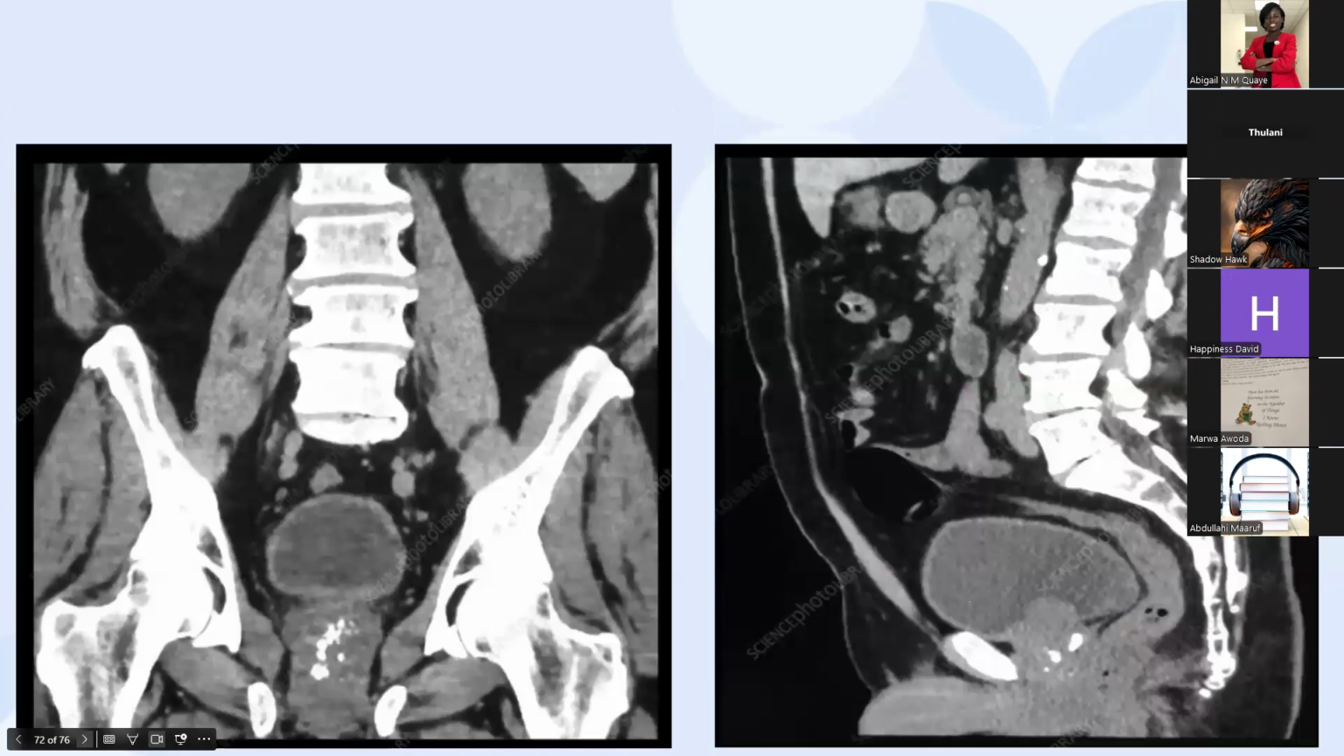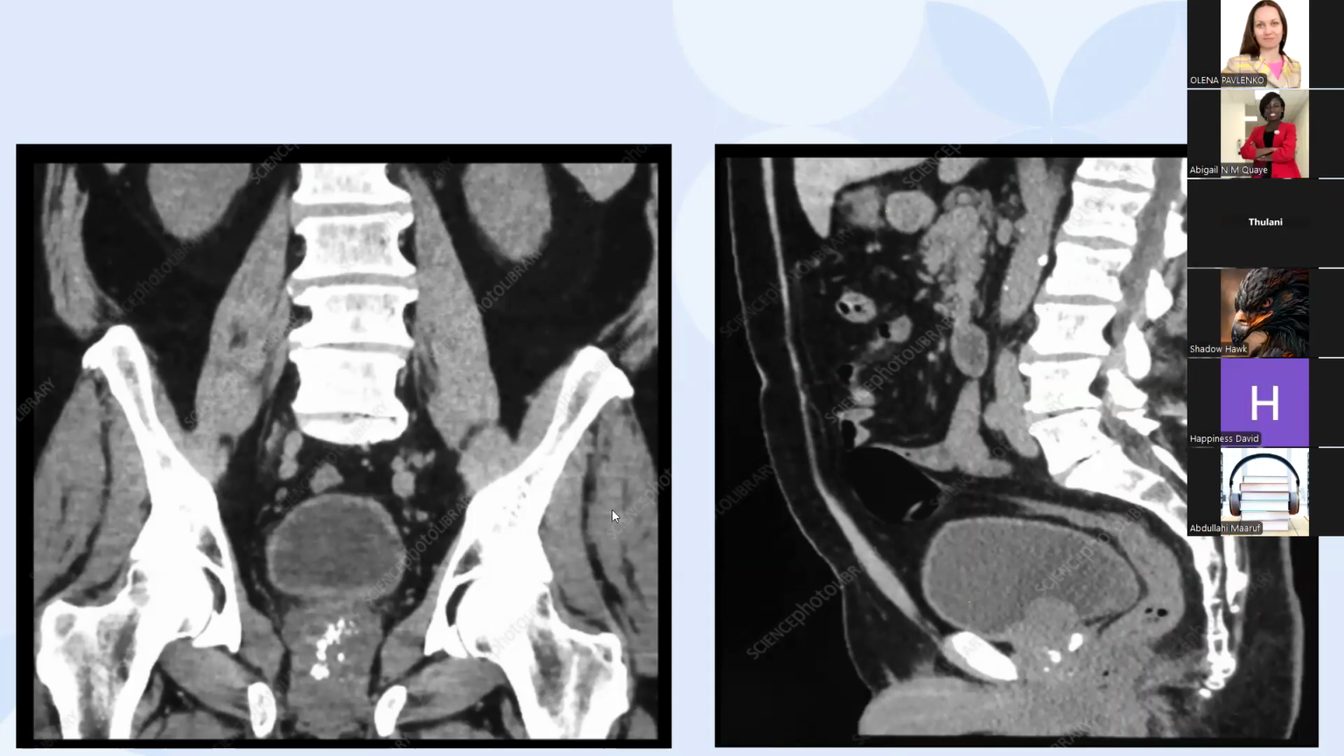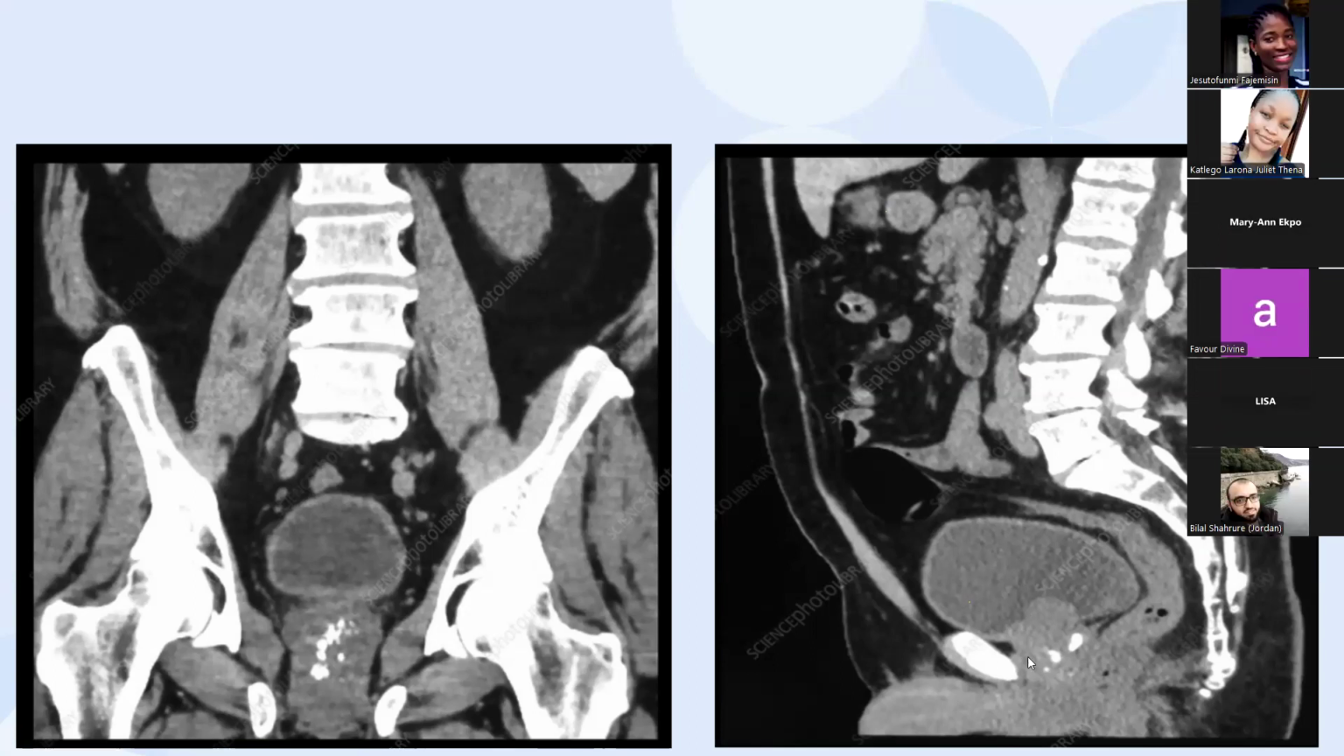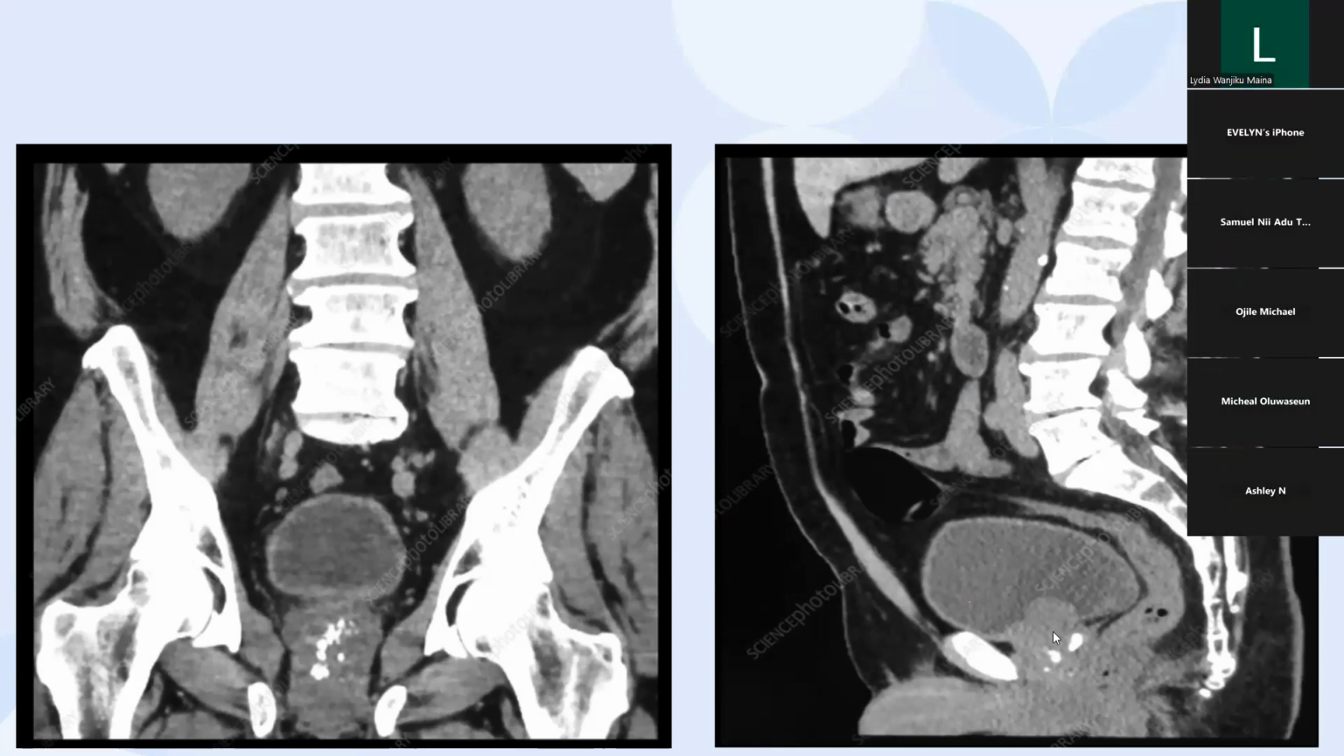Okay, here we have CT of the male pelvic organs. Here we have the urinary bladder, and here's the prostate. Here in a coronal view, and then this side is the sagittal view. Here is the bladder, and at the neck we have the prostate gland.